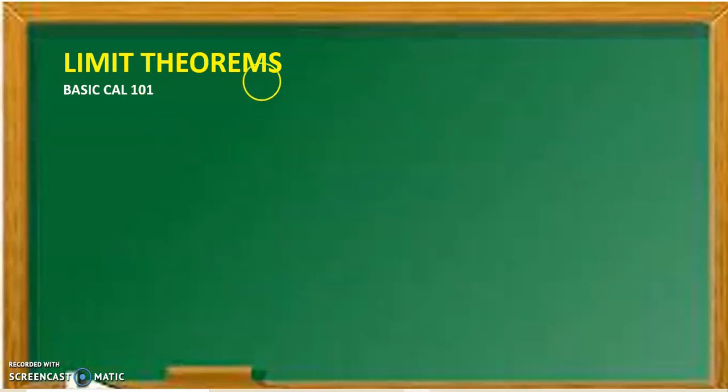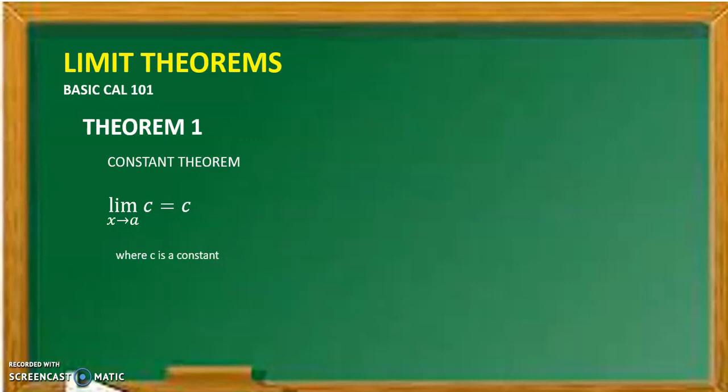Let's start. Theorem number 1. That would be the constant theorem. And sabi dyan, the limit of c when x approaches a is equal to c, where c is a constant. No? So, ibig sabihin, kung ano yung constant, siya na yung limit ng function. So, let's have an example.